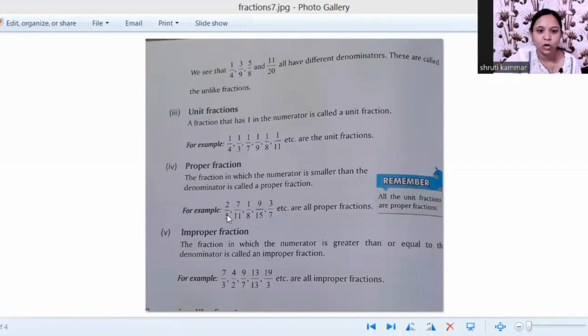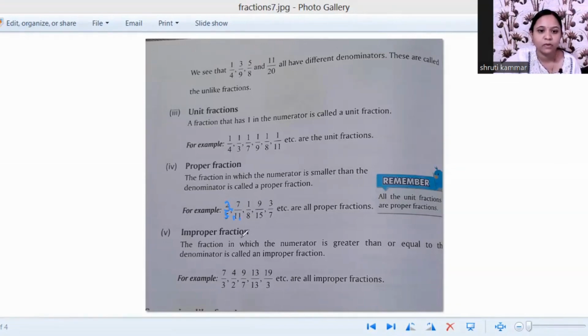See here. In one object, they have made 5 parts. Right? Here 5 parts. Among these 5 parts, they have chosen 2 parts. Okay, it looks a little proper. In one object, here in one object, they have made 11 parts. Among these 11 parts, they have chosen 7 parts.